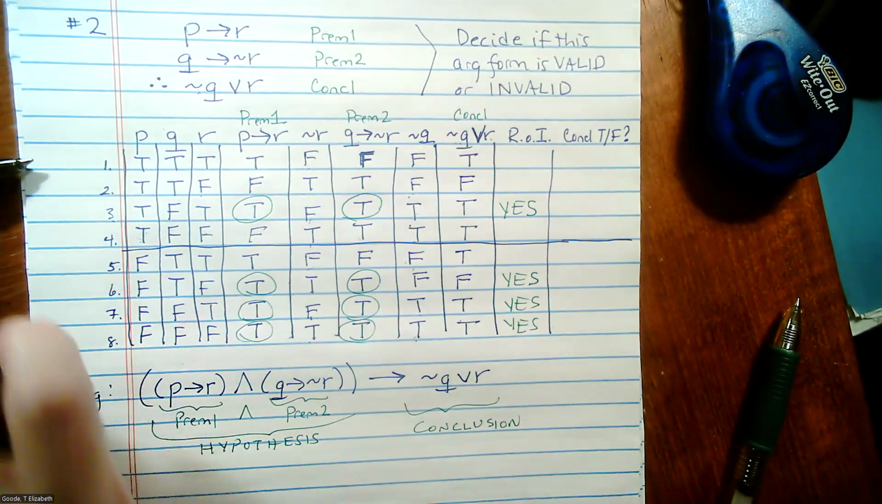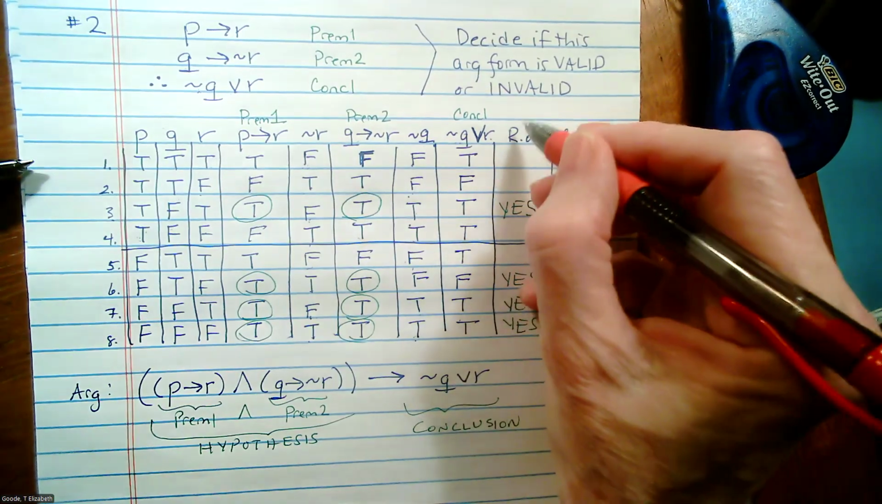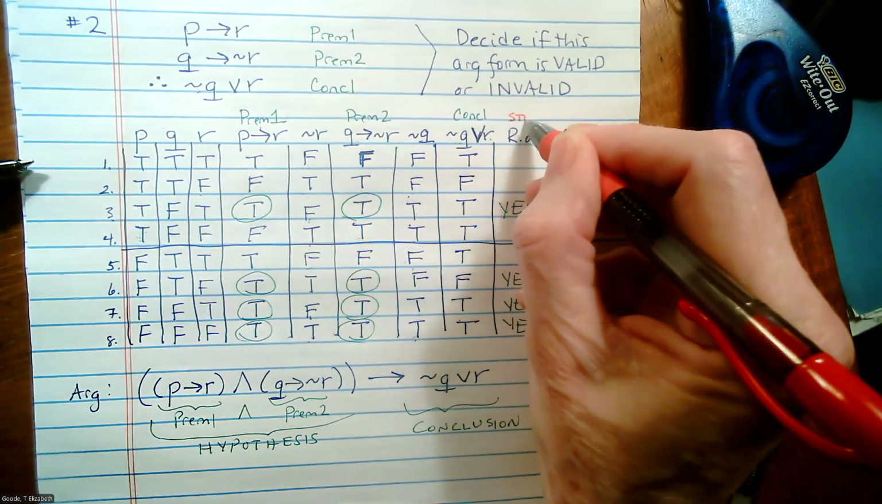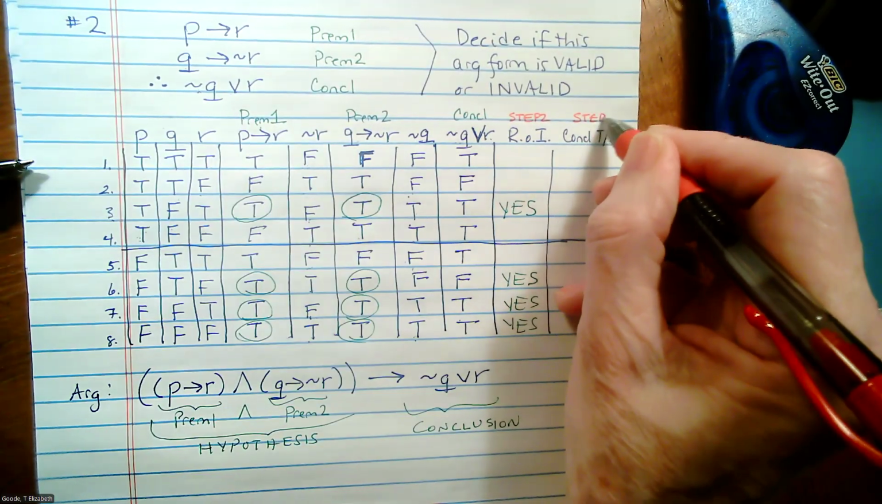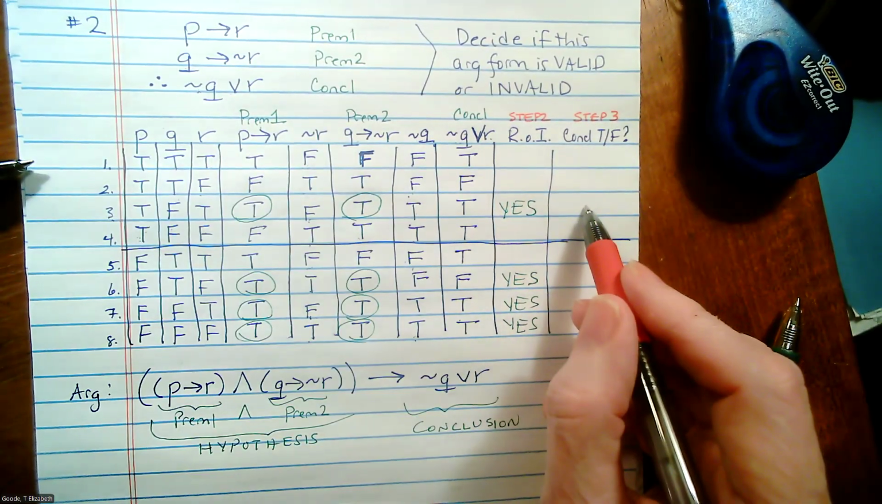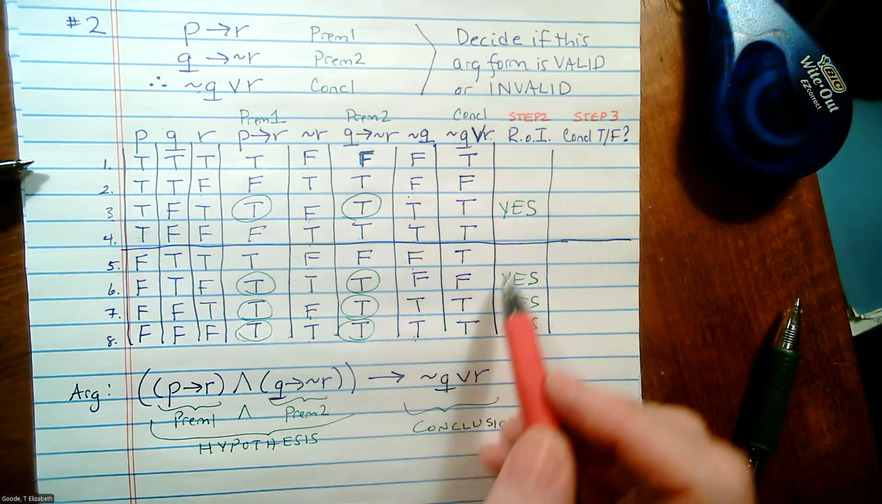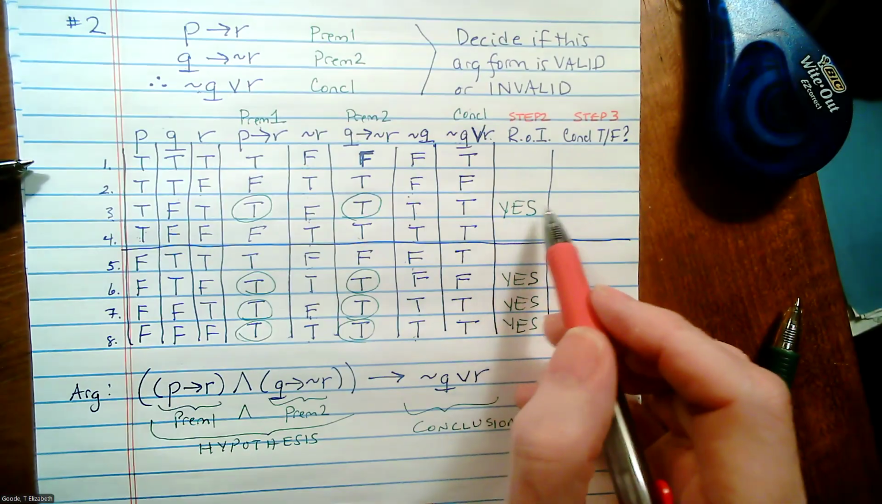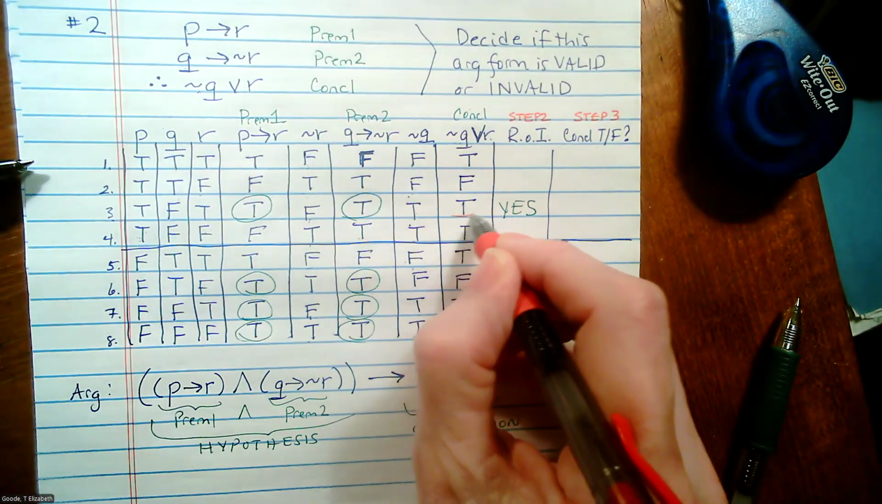Those are the rows we need to look at now for step 3. Step 2 is figure out the rows of interest. Step 3 is check out the conclusion only in the rows of interest. So here we go. Here's our conclusion column. We've labeled it, that way we can see what we're looking at. Is the conclusion true or false in the first row of interest? Here the conclusion was true.